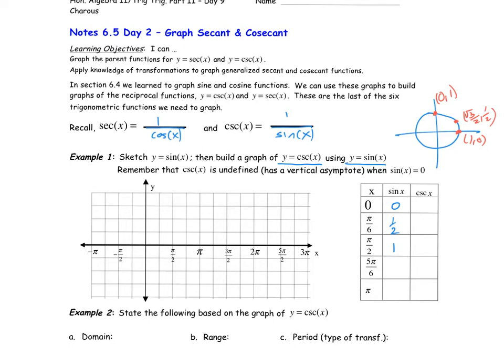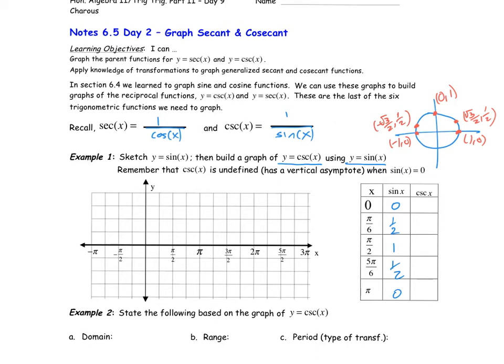The next point that I wanted to look at was 5 pi over 6. I'm picking values that have sine values that have nice reciprocals. This point on the unit circle is negative rad 3 over 2, 1/2. So sine of 5 pi over 6 is 1/2. And sine of pi on the unit circle, this point is negative 1, 0. So sine of pi is 0.